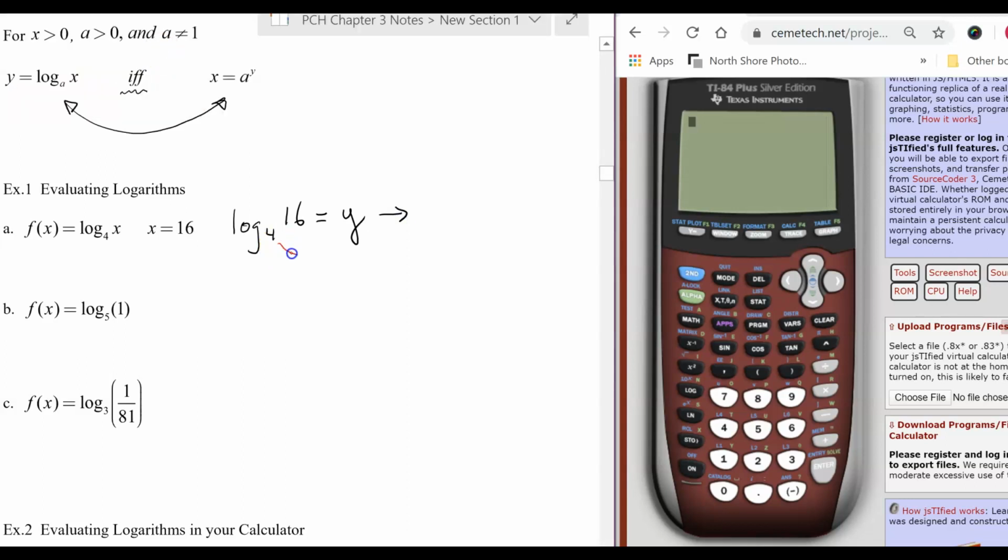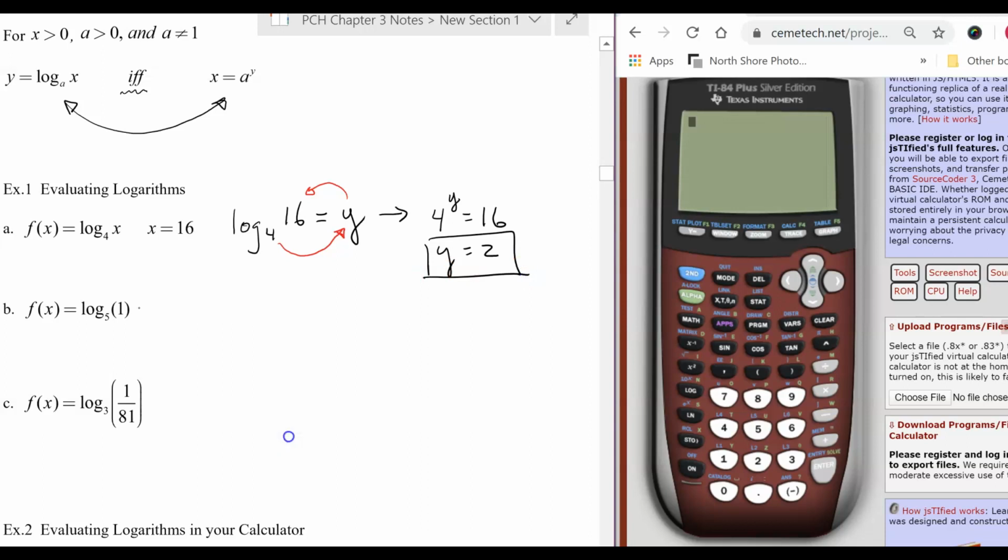This base is still going to become a base when I rewrite this in exponent form, and then the y is going to become the exponent. So when I rewrite this, I'm going to go 4 raised to the y is equal to 16. That's just changing it from one form to the other. So now we need to ask ourselves, 4 to what power is equal to 16, and y is equal to 2.